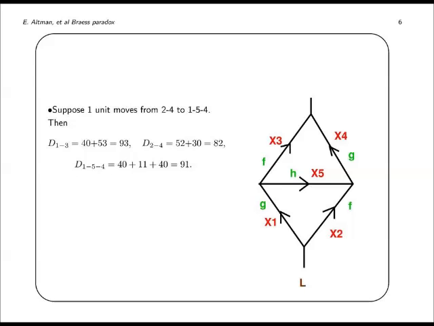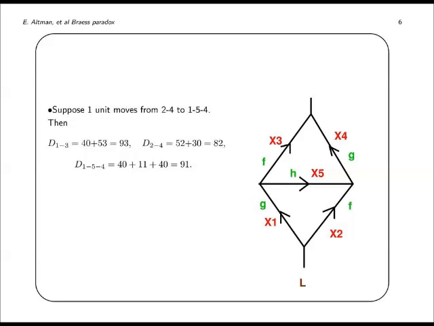So assume, for example, that there is one unit that moves from path 2,4 to path 1,5,4. Then the delay over path 1,3 is now 93. Along 2,4 it turns out to be 82. And along 1,5,4 it is 91. So now all three are used, but it's not a Wardrop equilibrium, because they would all have to be the same if it were a Wardrop equilibrium.